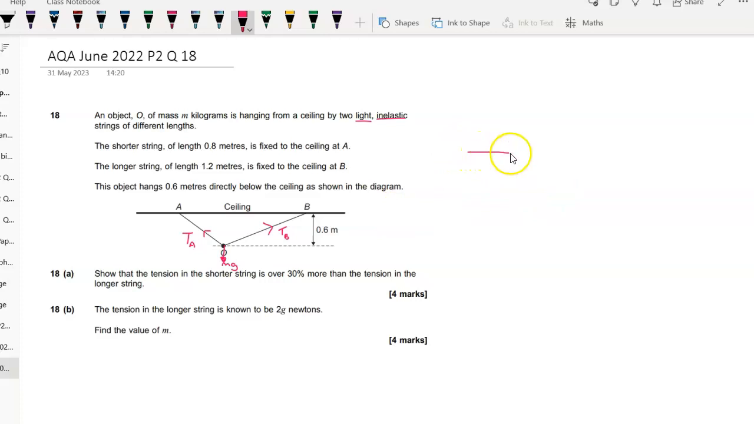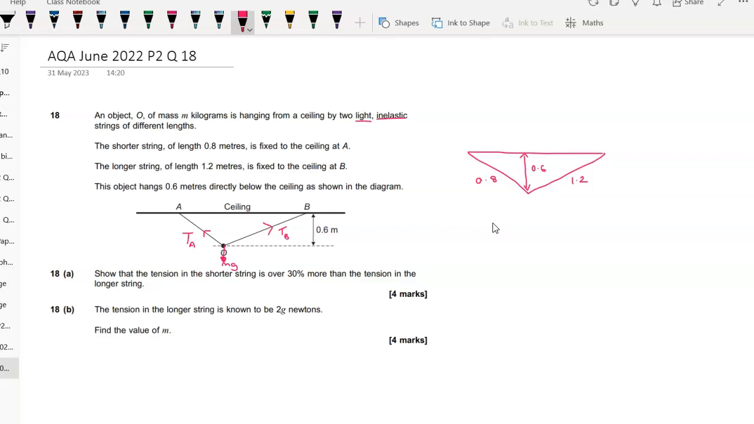Now, this is screaming something to do with a triangle to me. Anyway, so I'm going to draw a triangle. Okay, and we know that this length here is 0.8 and the other length over there is 1.2. That length there is 1.2 and that perpendicular height there is 0.6. Okay, right. I know what we're going to have to work out. Show that the tension in the shorter string is over 30% longer.